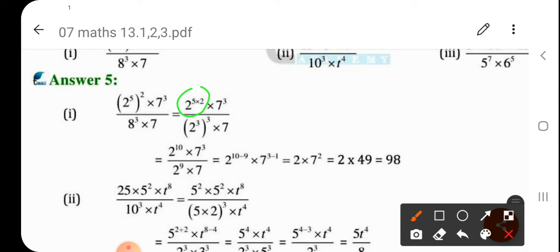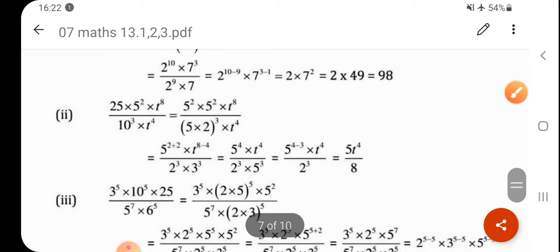Now the numbers with the same base, you have to add or subtract their powers. So it's 2 raised to 10 minus 9, 7 raised to 3 minus 1. It's 2 and 7 raised to 2. Then 2 as it is, 7 raised to 2 is equal to 49. So 49 into 2 is 98.